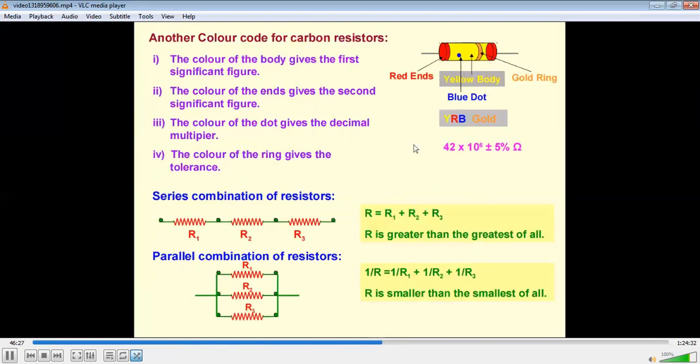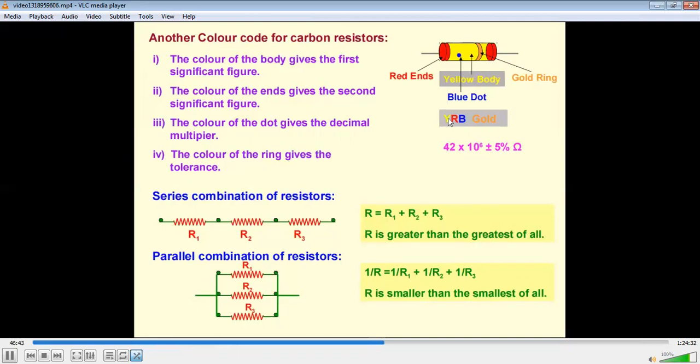That means the blue dot here. The color of the ring gives the tolerance. So the color of the ring will be a gold ring, so the tolerance will be 5%. So we have to remember these 4 types of properties using this diagram.